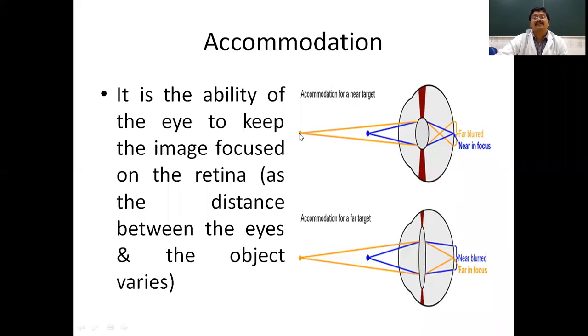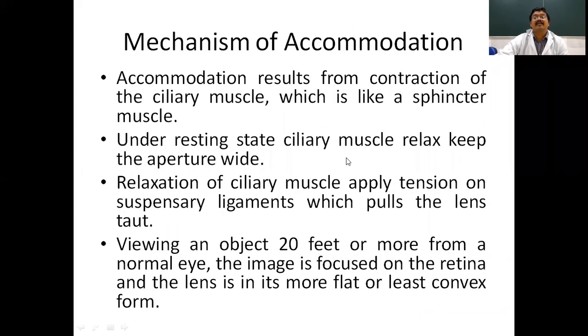Whenever you are focusing on a near or distant object, if you are focusing on the near object, the far object will become blurred, and if you are focusing on the far object, the near object will be blurred, by the ciliary body contraction. The ciliary body and suspensory ligament play an important role in accommodation. Accommodation results from the contraction of the ciliary muscles, which is like a sphincter muscle. In the resting state, the ciliary muscle relaxes and keeps the aperture wide, and the relaxation of the ciliary muscle applies tension on the suspensory ligament, which pulls the lens taut.